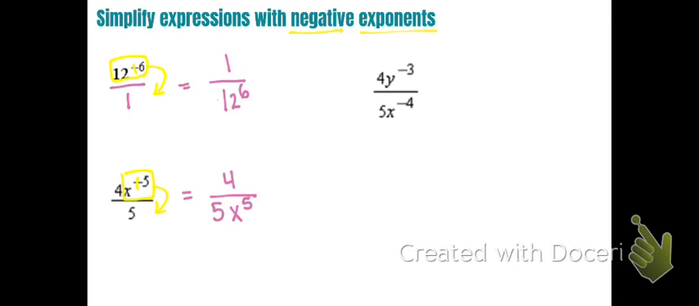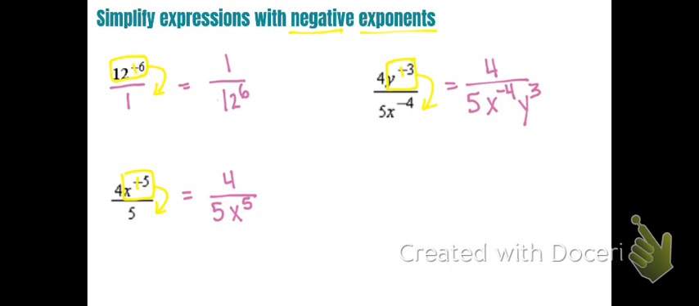Let's try another. This one has 2 different parts that have negative exponents. To make it really clear what I'm doing, I'm going to move one of these at a time. Let's first move the y to the negative 3rd. We're going to change that to a positive 3 and move it down to the denominator. So what do we have left? In our numerator, we only have a 4, but in the denominator, we have the 5, the x to the negative 4th, and now we also have a y to the 3rd.